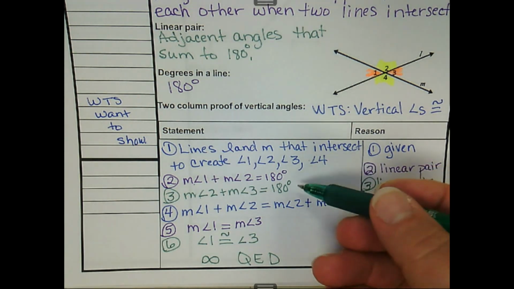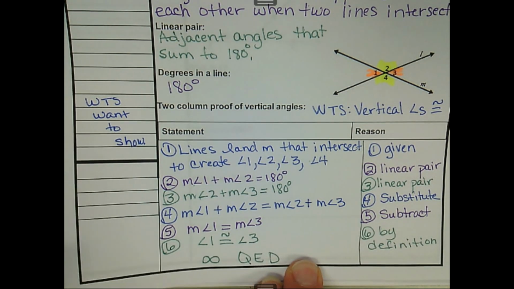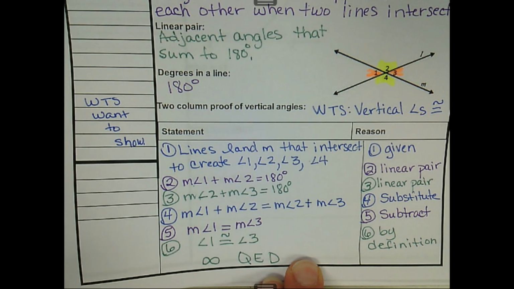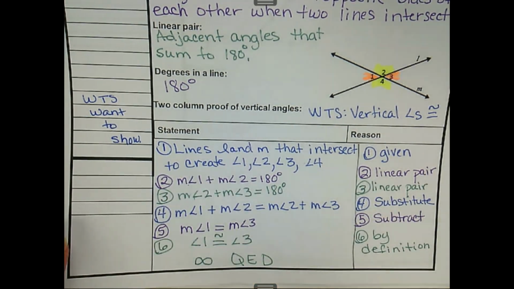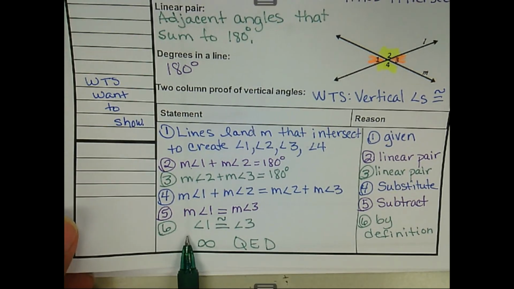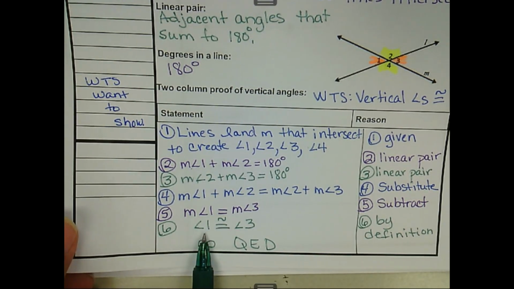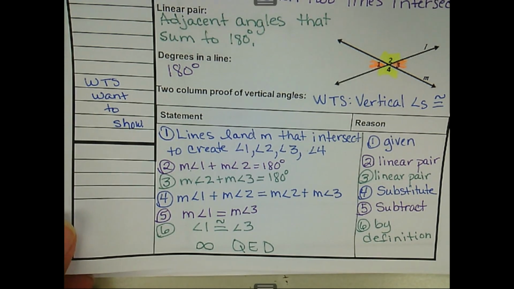So as you see, we worked our way through using what we knew about what was given, using linear pair, then we substituted, then we subtracted, then by definition, we were able to show vertical angles are congruent. We could go through the whole thing again and do the same thing for angles 2 and 4. So if you wanted to be probably a little bit more precise, you would say likewise, angle 2 is congruent to angle 4.